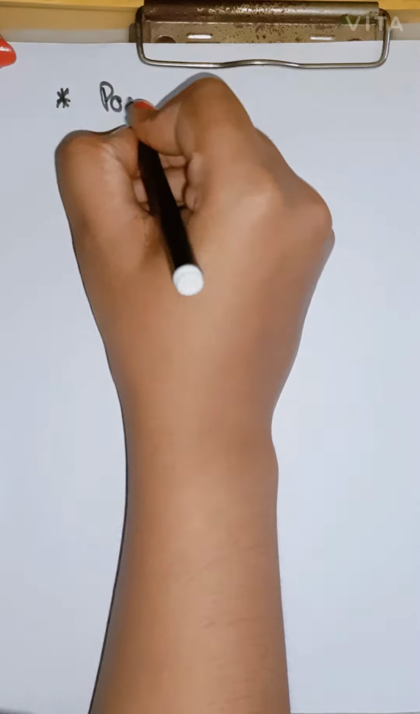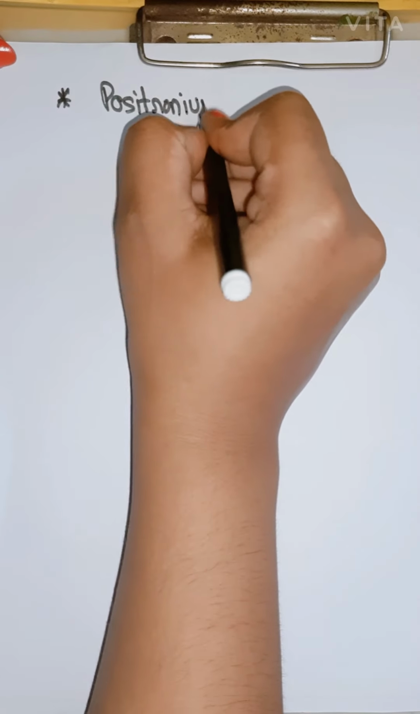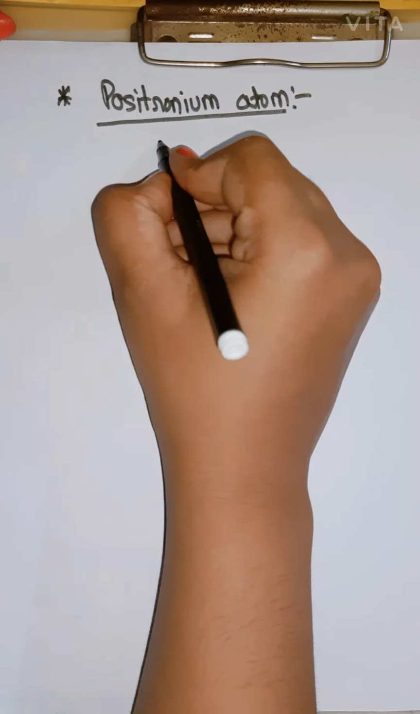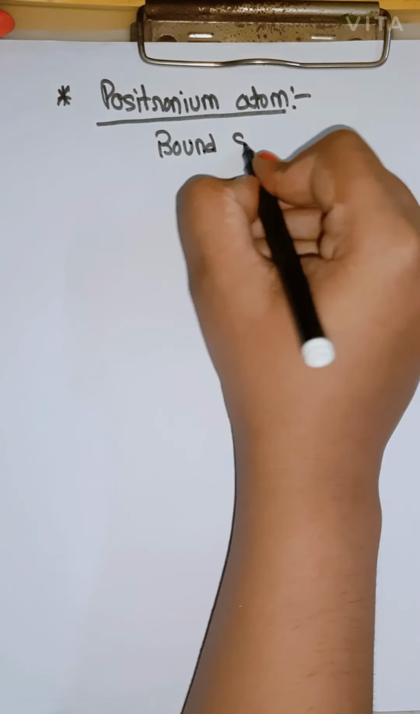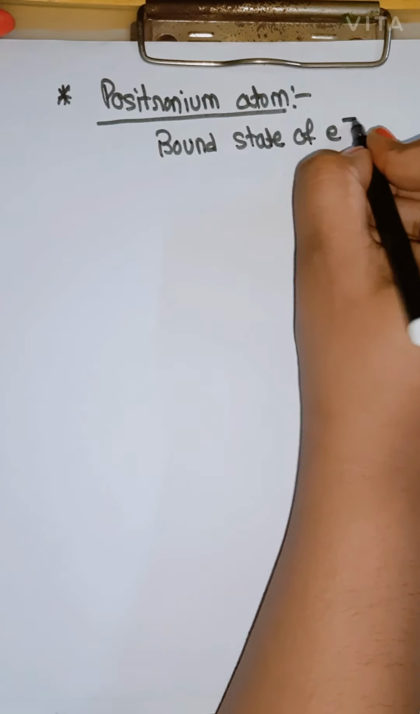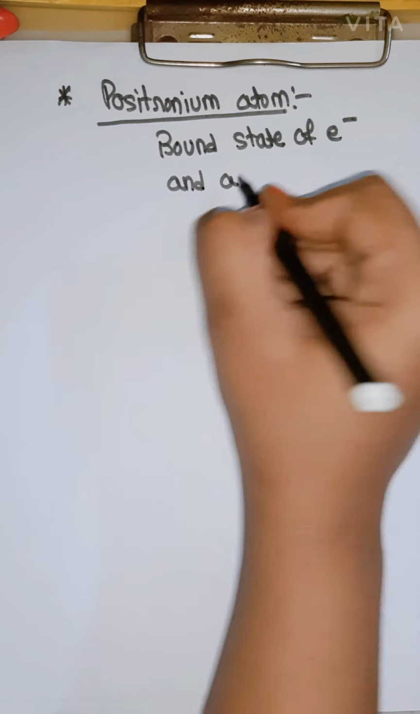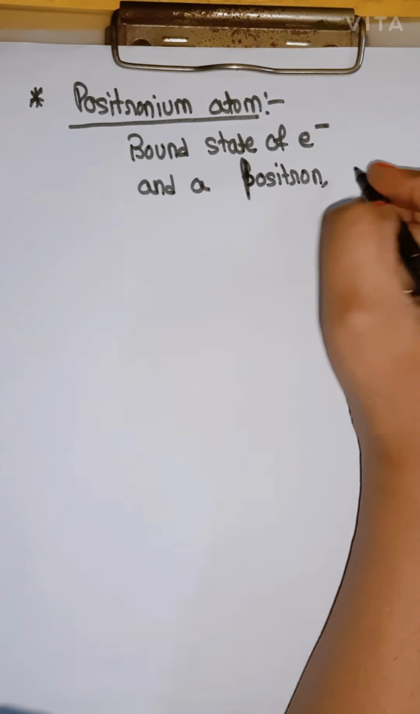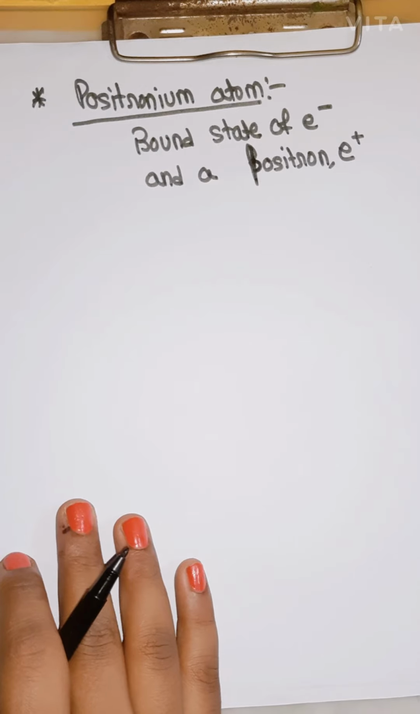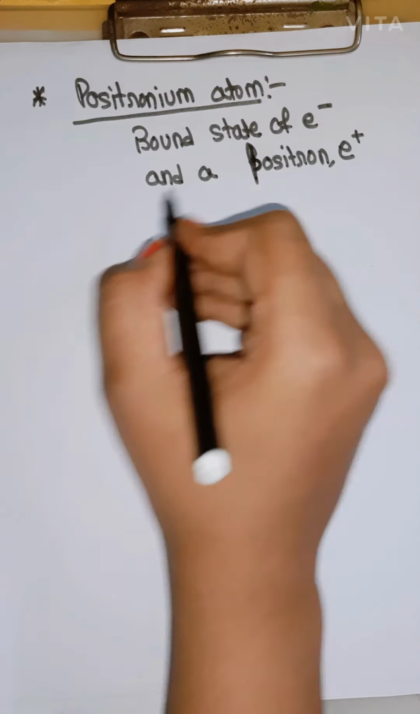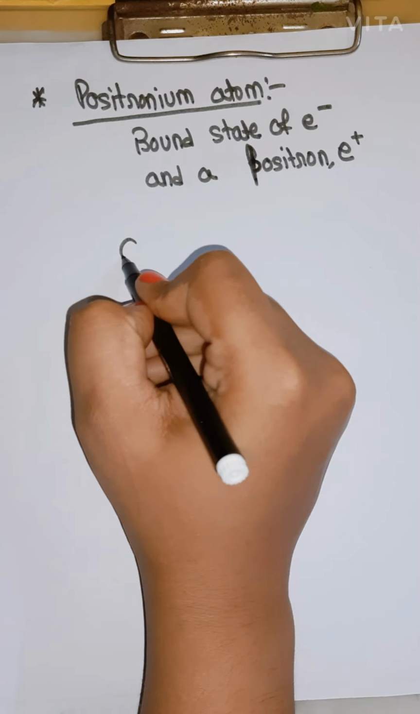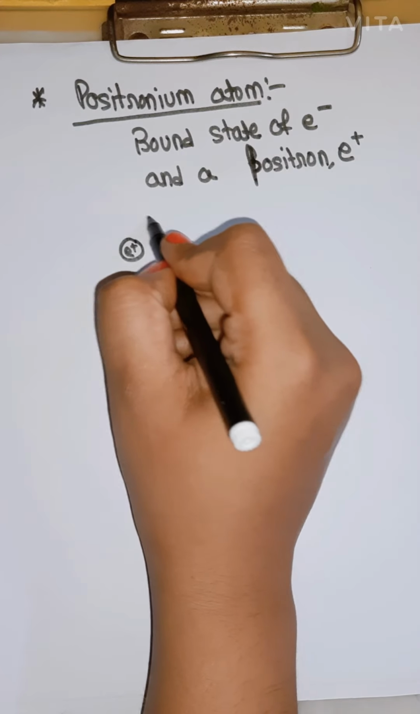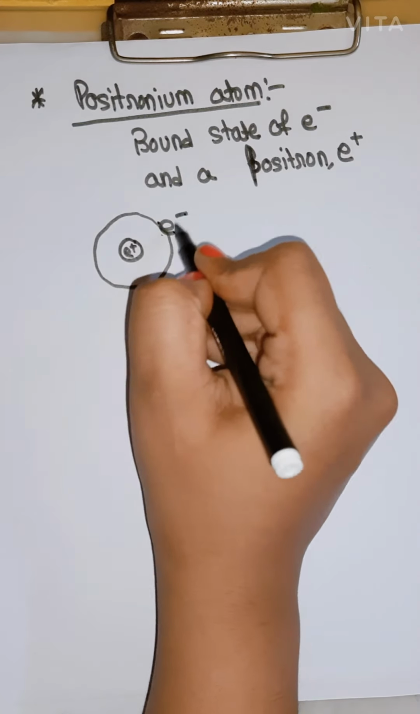Now we will discuss the positronium atom. You must be wondering what a positronium atom is. It is the bound state of an electron and a positron. What is a positron? It is the antiparticle of the electron. So in positronium, the nucleus will contain one positron with charge plus e, and the electron has charge minus e.